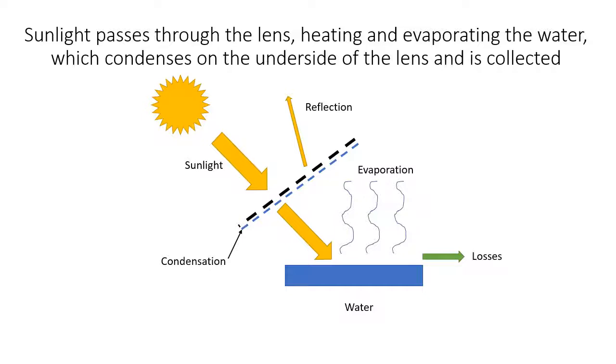However, not all the sunlight reaches the water, as some is reflected back into the atmosphere. There are also fluid and heat losses in the system, which will be discussed later. In order to correctly model this system, these losses will need to be taken into account.